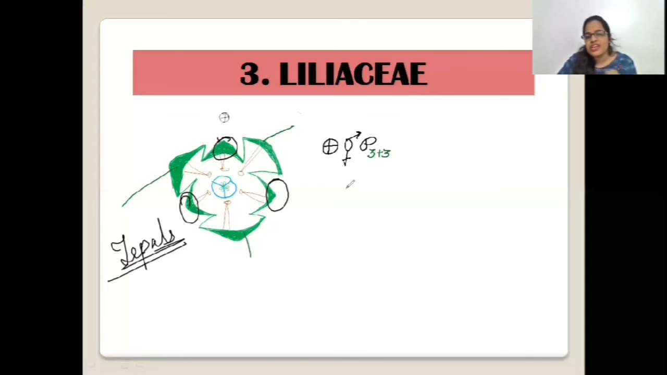Here we are done with the tepals or the perianth. Perianth will include the calyx and corolla. After that, what do we have? We have the androecium.